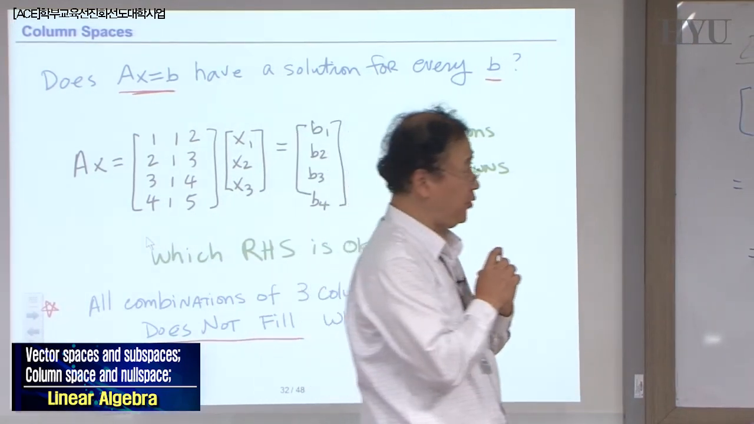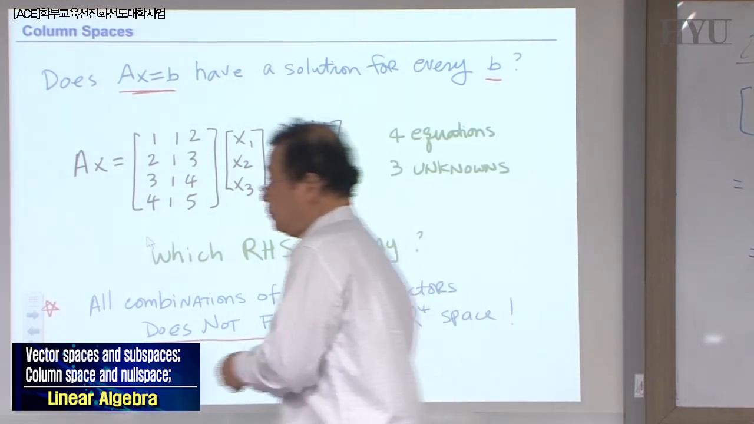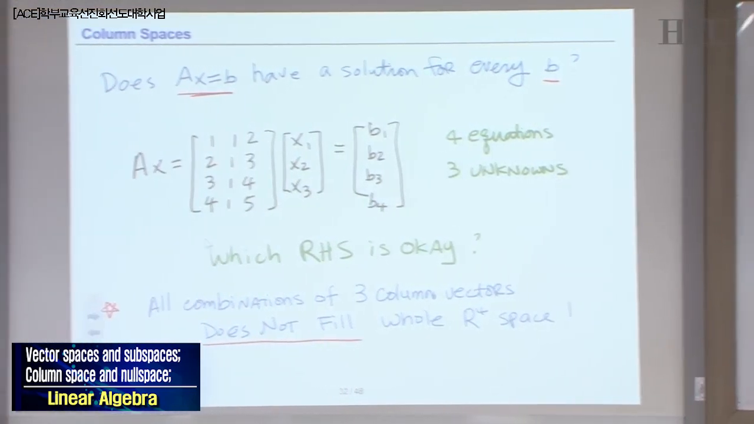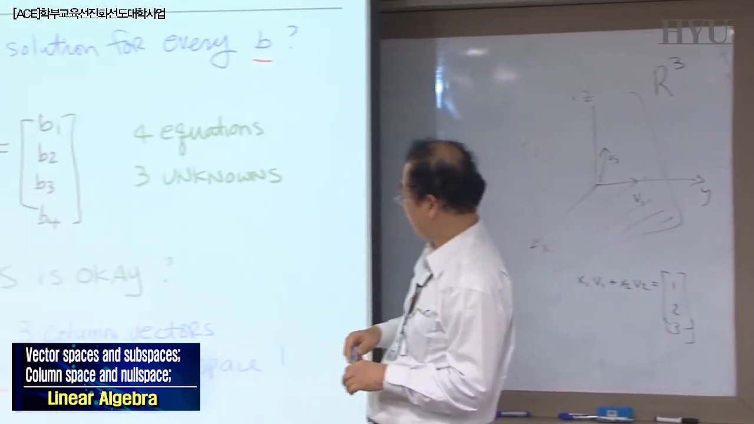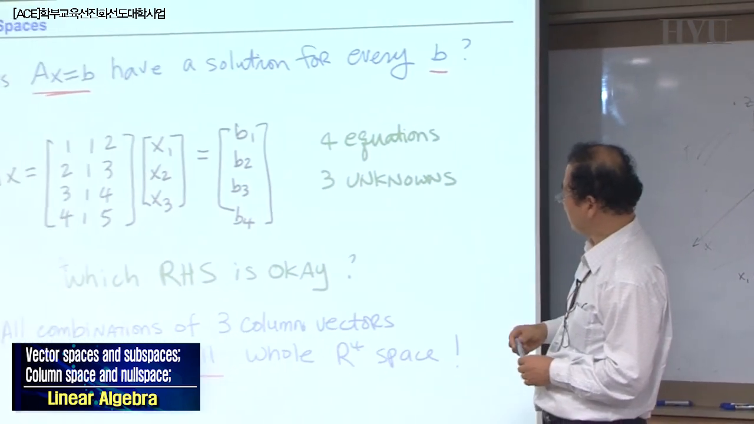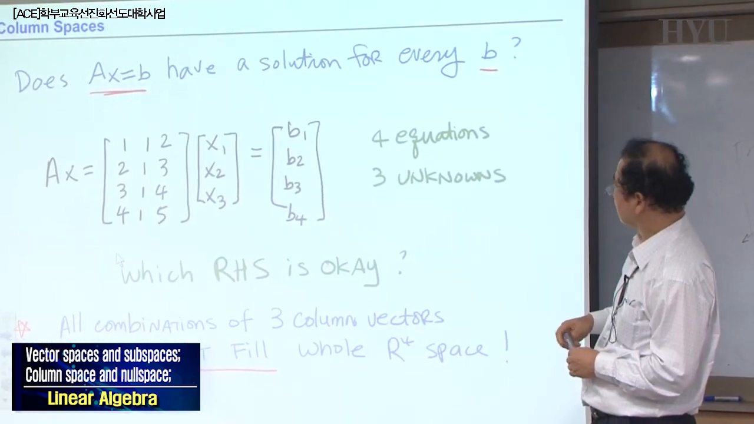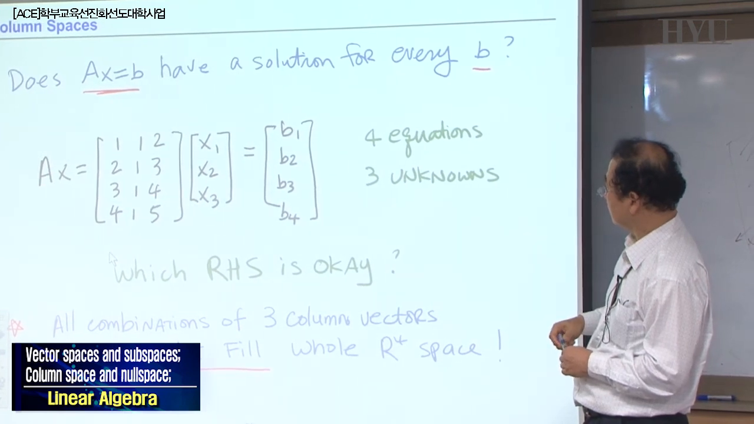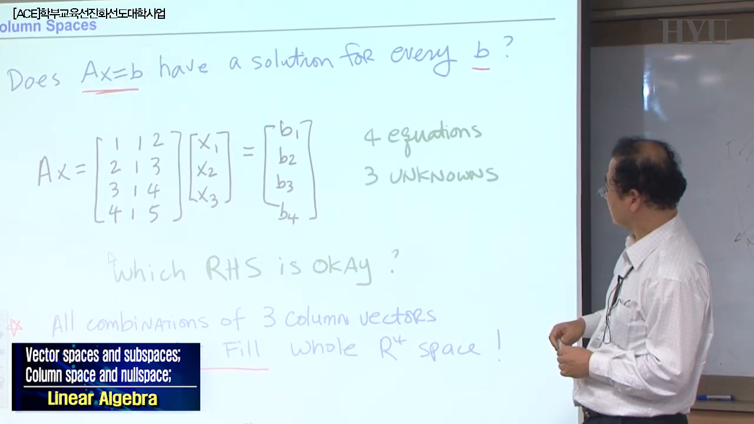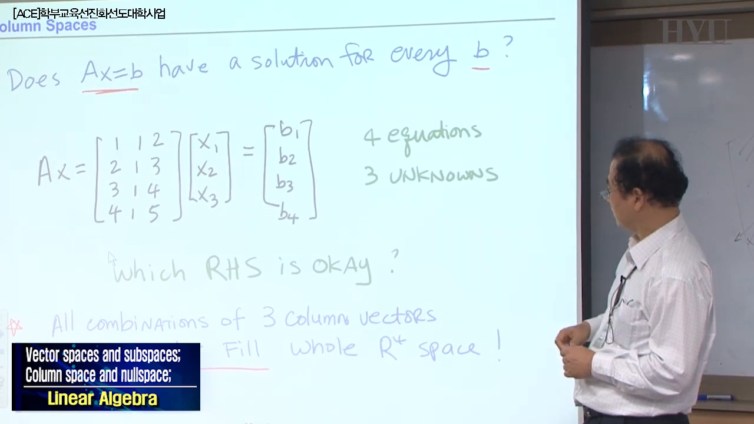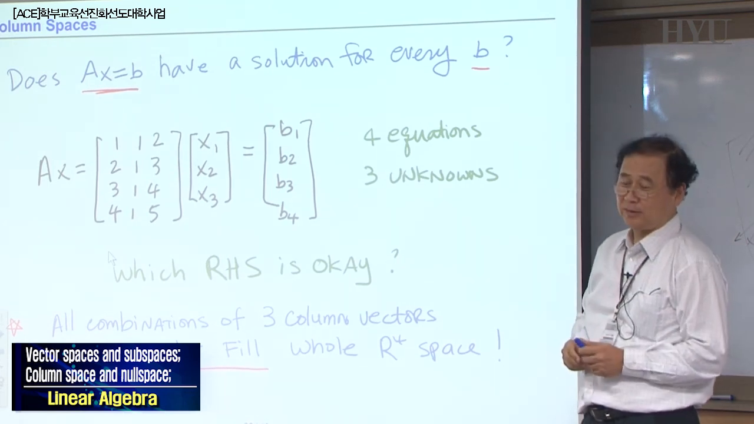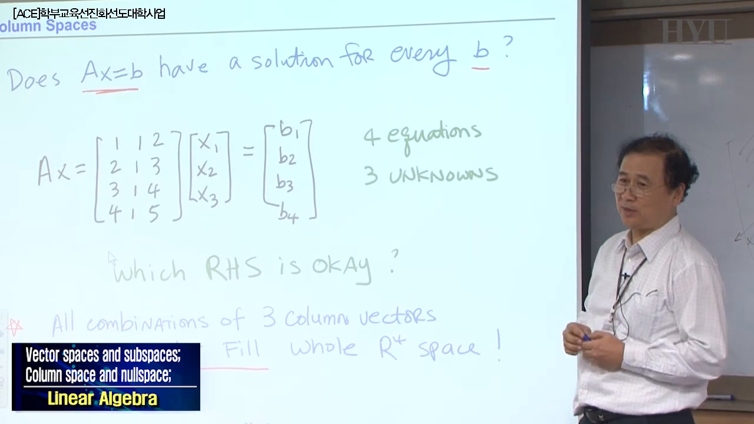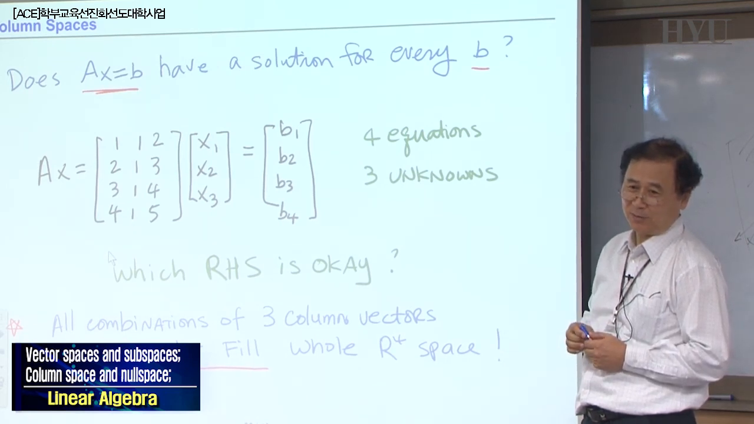Okay, this is a question we have here. The same matrix A, times x1, x2, x3, equals b1, b2, b3, b4. Here are 4 equations, 3 unknowns. Does it have a solution all the time, or what condition should be satisfied to solve the problem?